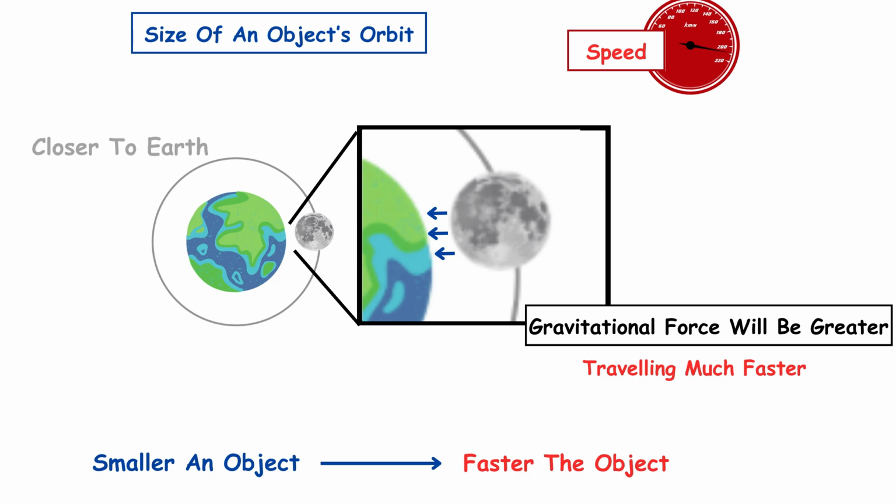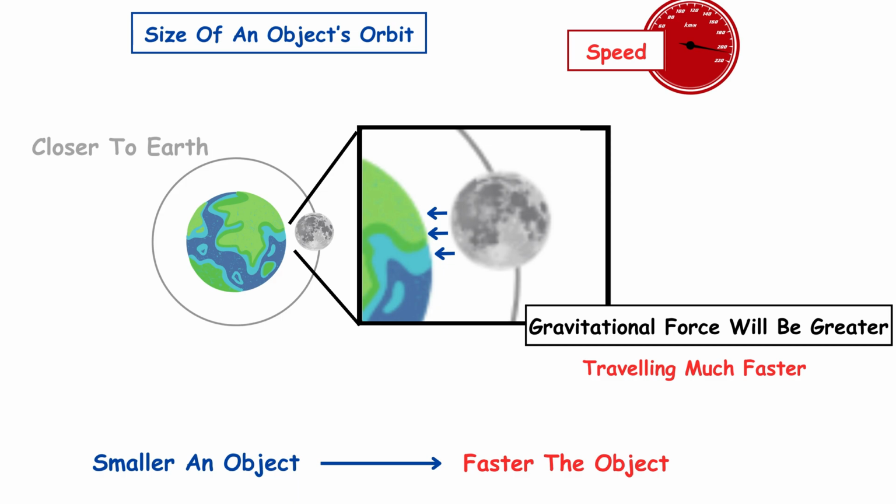To avoid this and maintain a stable orbit at the new closer distance, the Moon would need to travel at a faster speed, meaning its instantaneous velocity would have to increase. This higher speed would provide the additional momentum needed to balance the stronger gravitational pull and keep the Moon from crashing into the Earth. So, the takeaway message is that the smaller the orbit of an object is, the faster it needs to travel to remain in stable orbit.